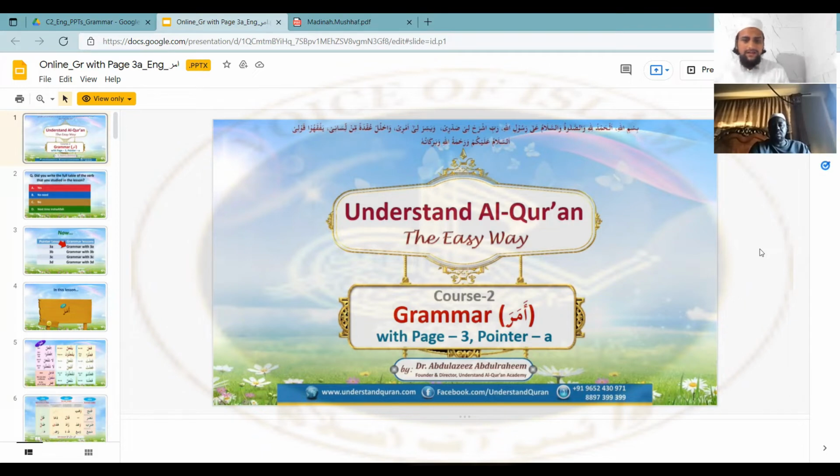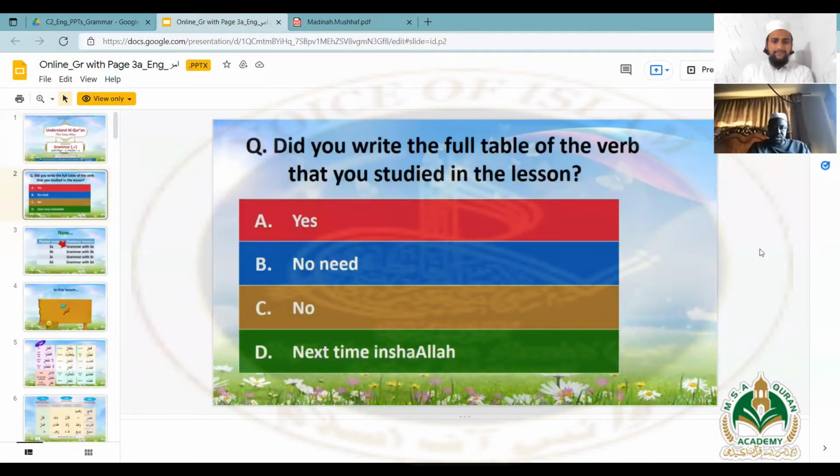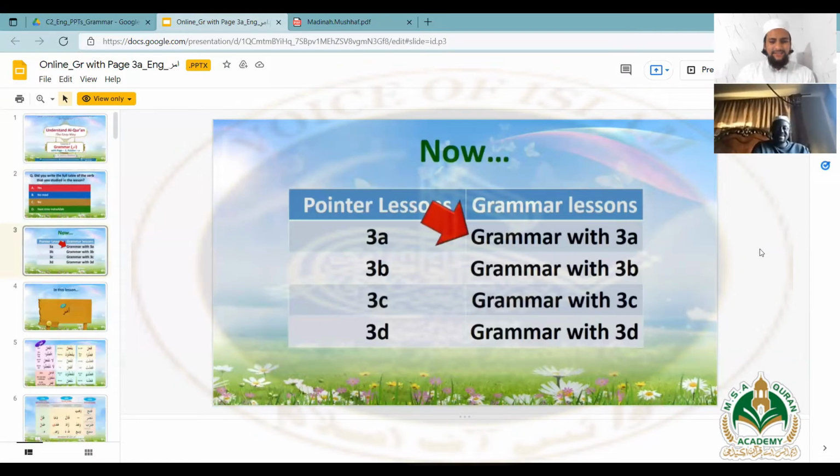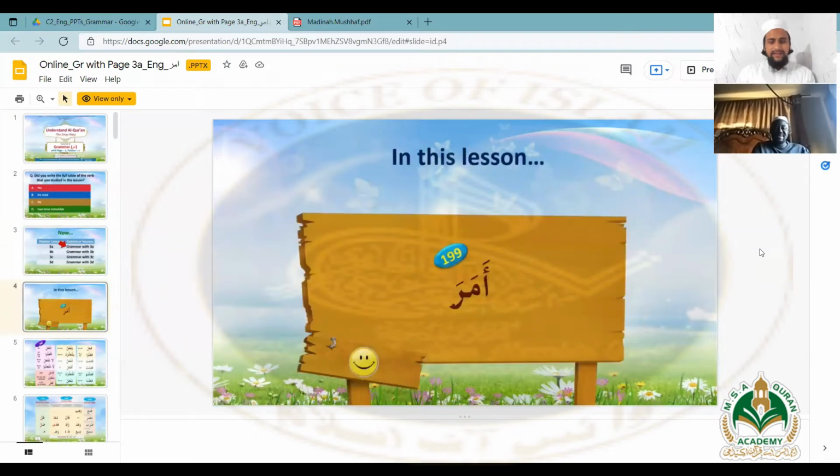So this is grammar, page 3.A. And here we go. This is the first question, and I think the answer will be D. Yes. Next time, inshallah. So this is grammar with A3.